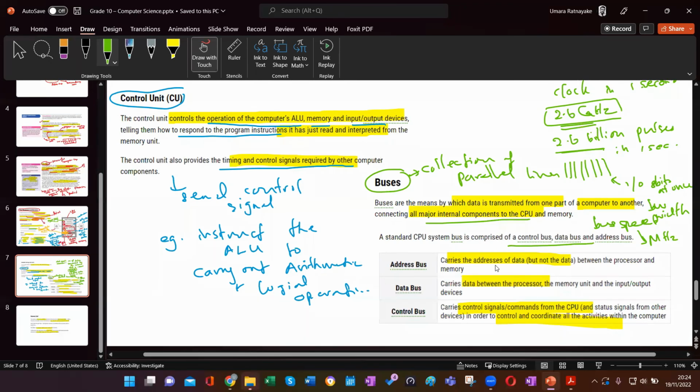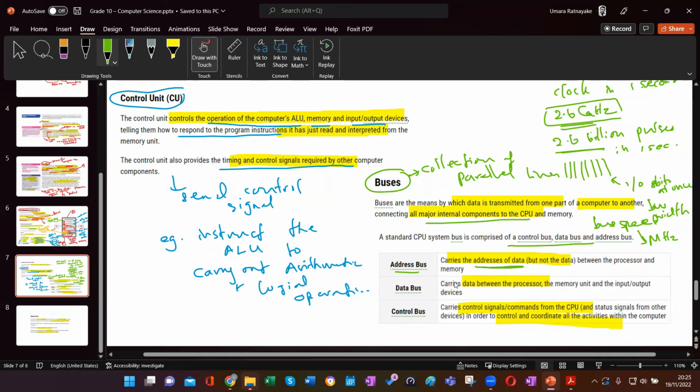Now there are types of buses. Just like on the road, there are lanes for buses, a lane for light vehicles, a lane for bicycles, a lane for pedestrians. Likewise, there are different channels. Just like that, here we have different buses. Address bus, what does it do? It transfers the addresses, memory addresses.